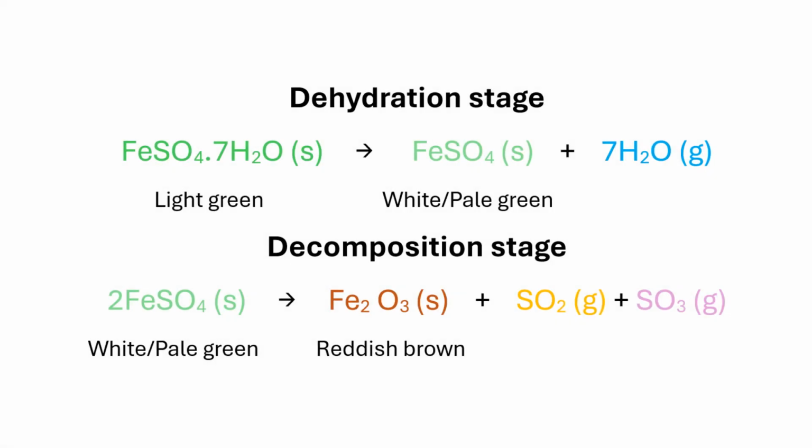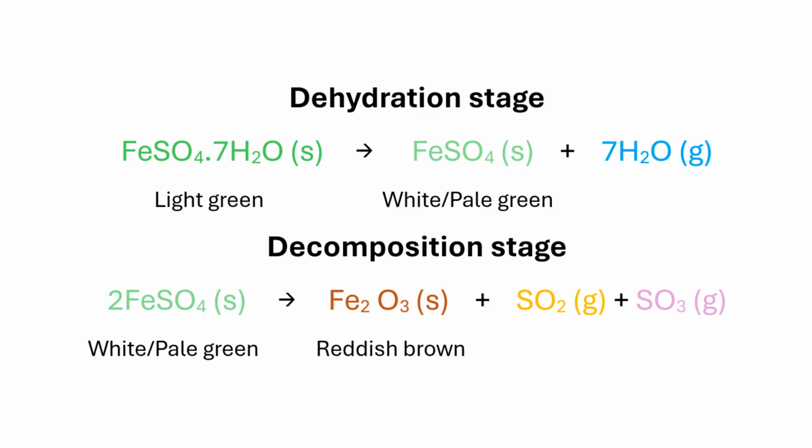The thermolytic decomposition of ferrous sulfate is elucidated by the chemical equation shown here. Ferrous sulfate usually exists in a hydrated form, specifically in its heptahydrate form. When the green hydrated salt was heated, it began losing all its water of crystallization and changed into its anhydrous form, which is white to pale green in color.